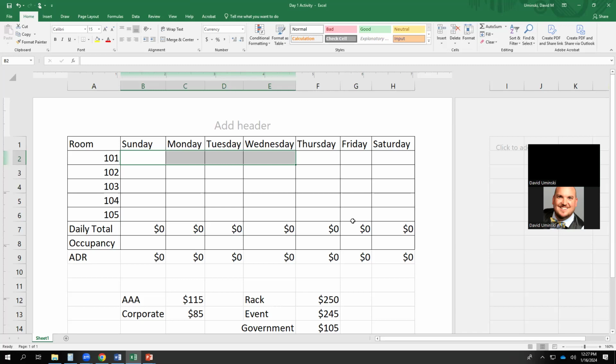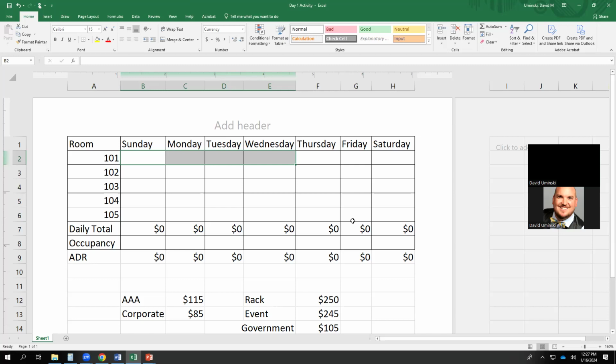Number 7, the government rate, 105, checking in Sunday for 7 nights. So the only way you can use this one is if you have a room that has no reservations yet. Okay, so the government rate, checking in Sunday for 7 nights.